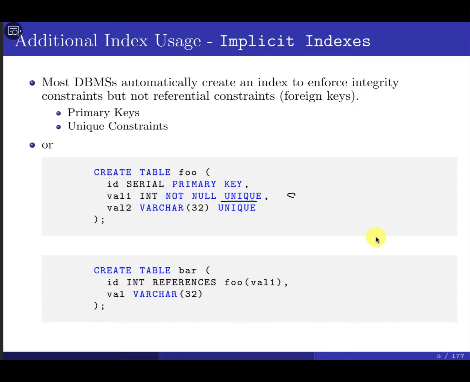Okay? So in this case, there's no need to create an index, because when you create a table, the system automatically creates an index associated with every single attribute defined as, let's say, unique or defined as primary key. Why? In order to enforce the integrity constraint associated with it. Okay?